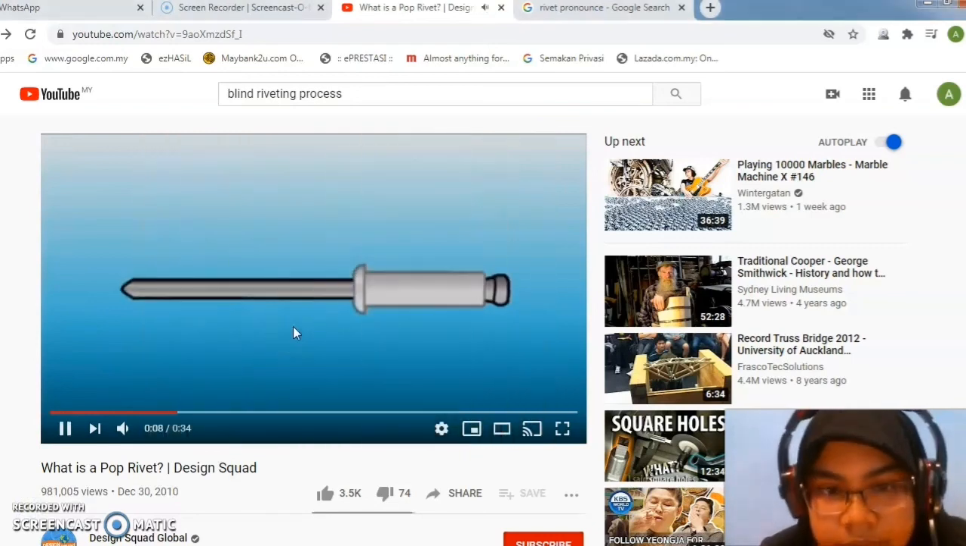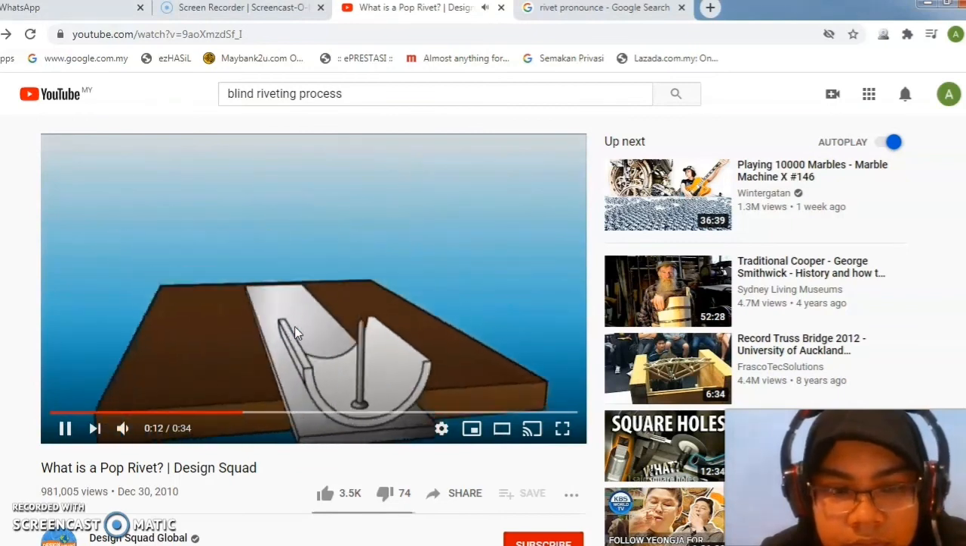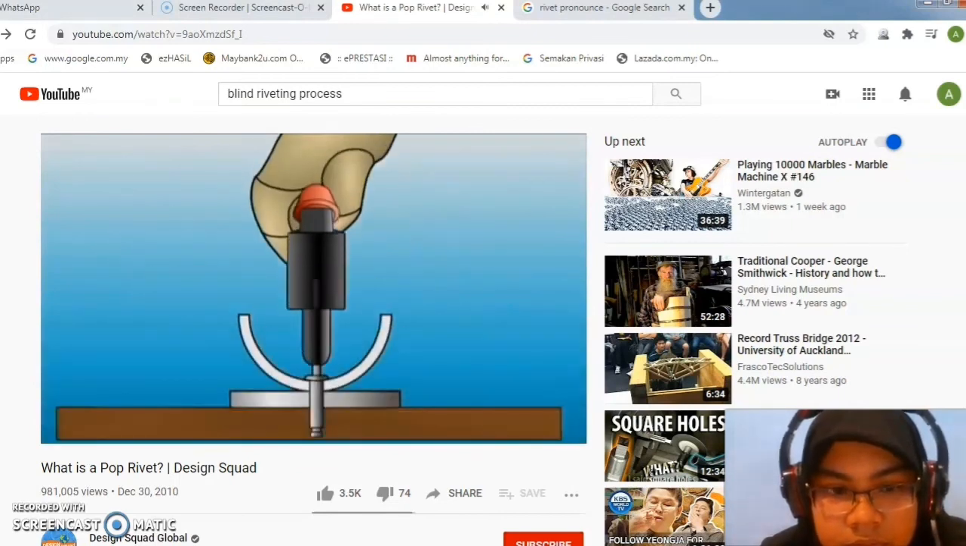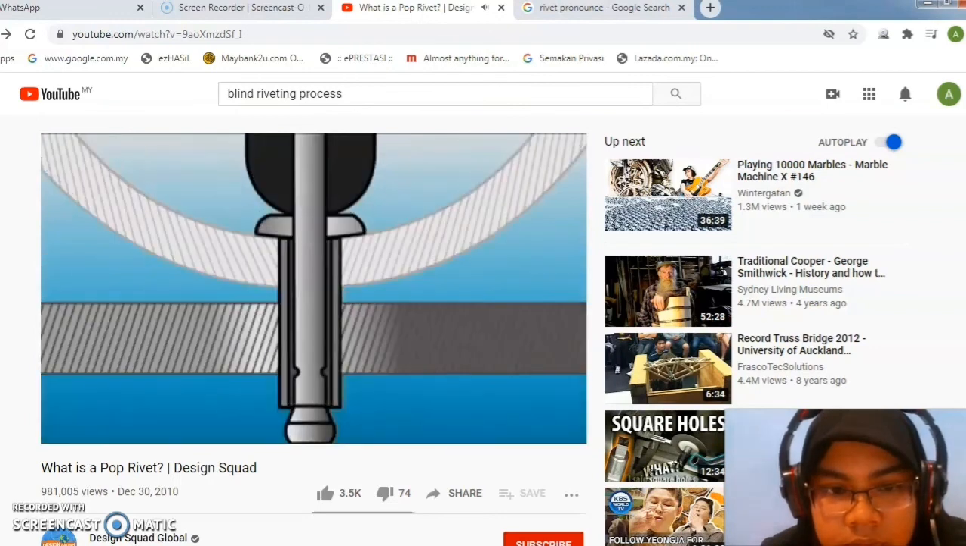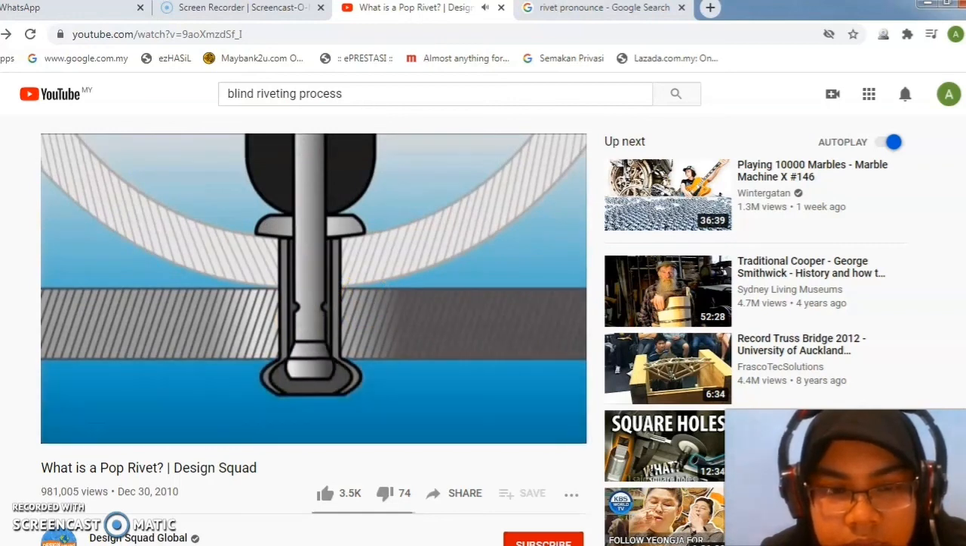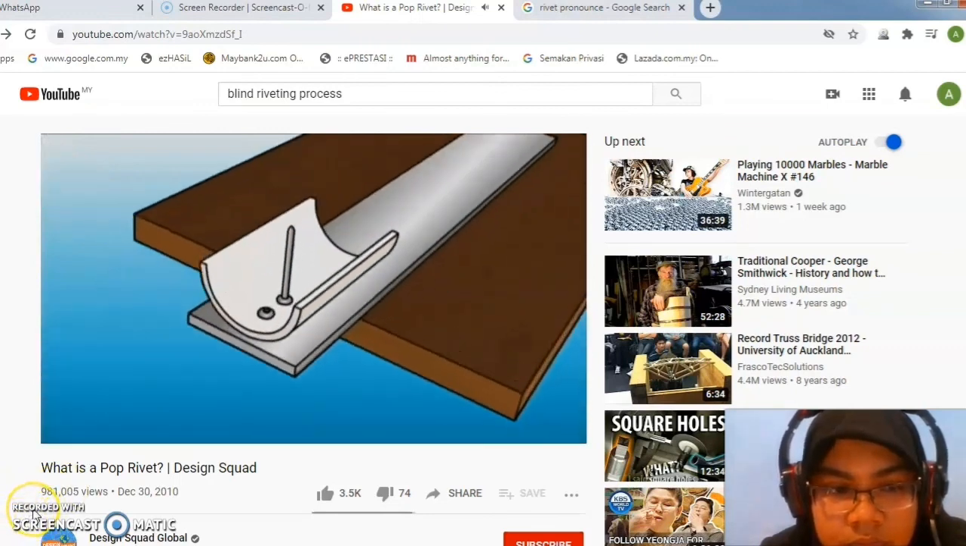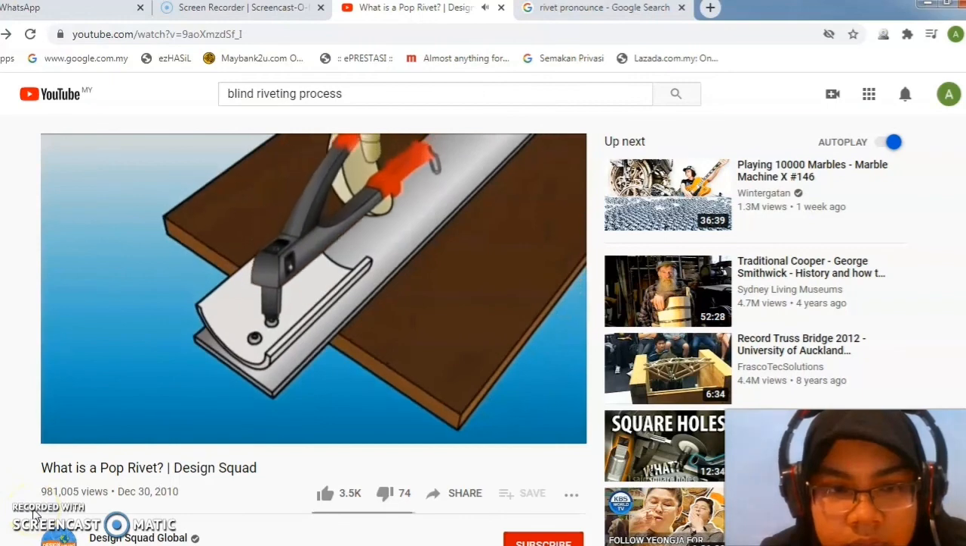A rivet has a shank and a mandrel. The rivet is inserted in a hole drilled through two materials. A rivet gun pulls on the top of the mandrel, expanding the shank. As the shank expands, pulling on the mandrel clamps the two materials tightly together. The force from the gun then snaps off the mandrel head at a pre-made breakpoint. It's called a pop rivet because of the sound the head makes when it snaps off.